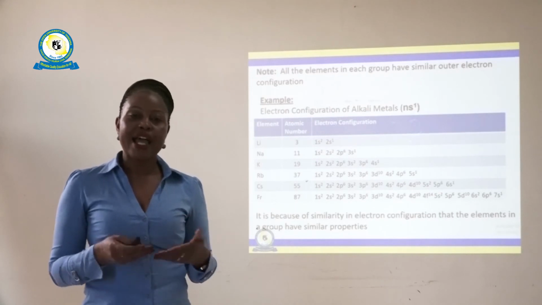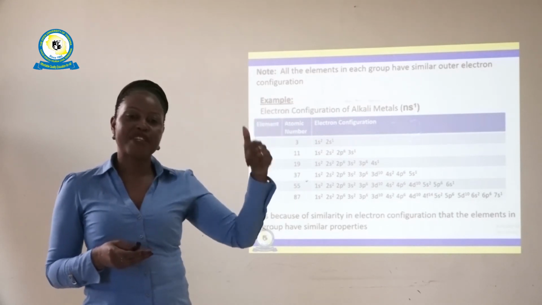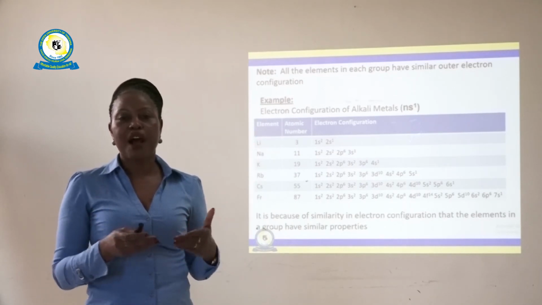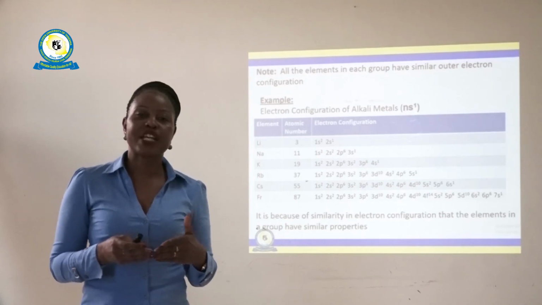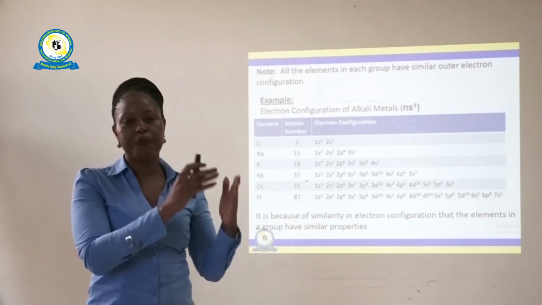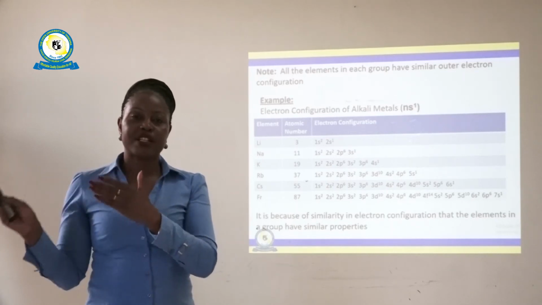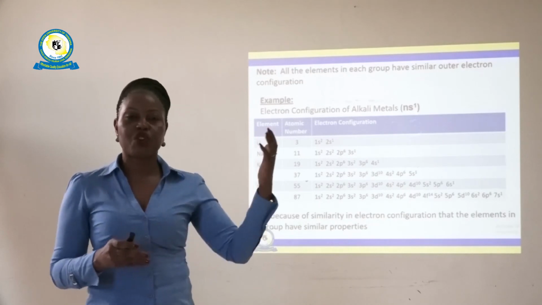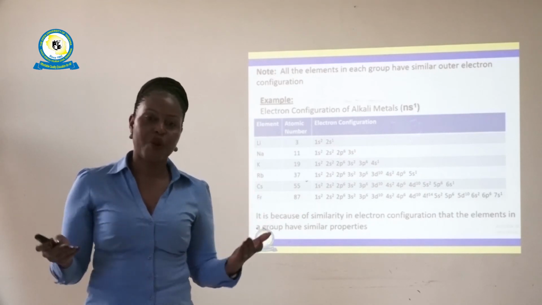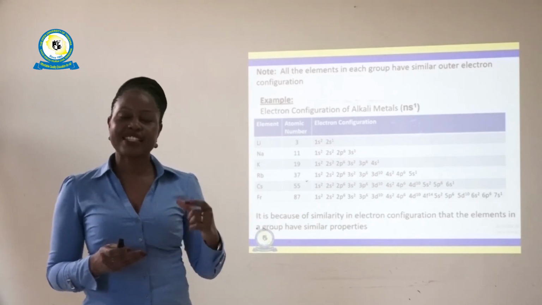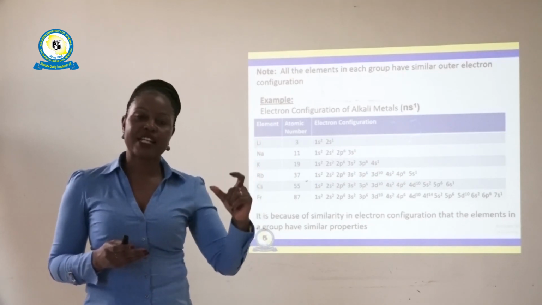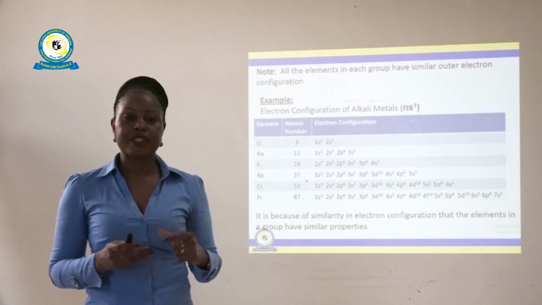Now, why are elements in these groups having the same properties? We noted that all elements in each group have similar electron configuration, and that plays a very important role in the type of bonds those elements will form, whether it is covalent bond, ionic bond, metallic bond, and so on and so forth. This only depends on the outermost shell configuration of the particular element.